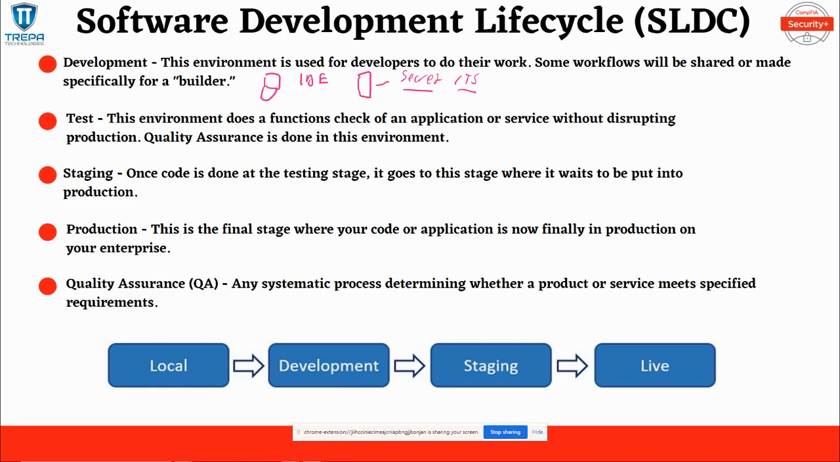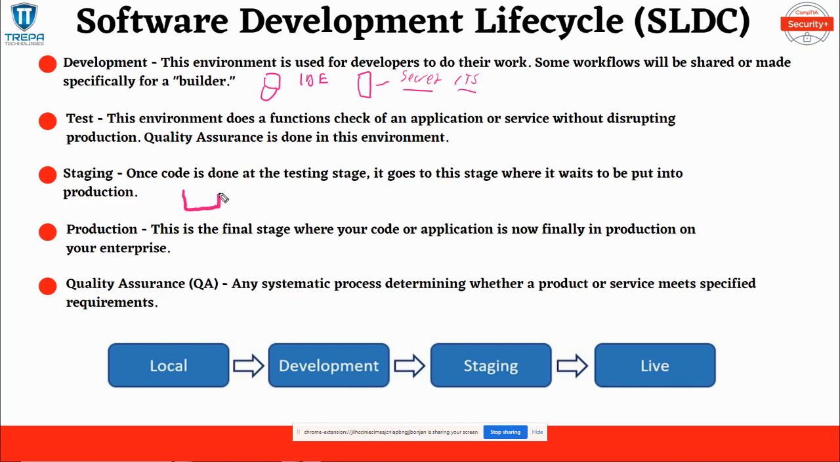Next, we have the test environment. The test environment does function checks on code built by developers. This is going to be your senior developers, or even yourself, doing some quality assurance on the actual code before we move it into our next environment, which is the staging environment. The staging environment is going to be the last environment code will see before being pushed and approved into production.